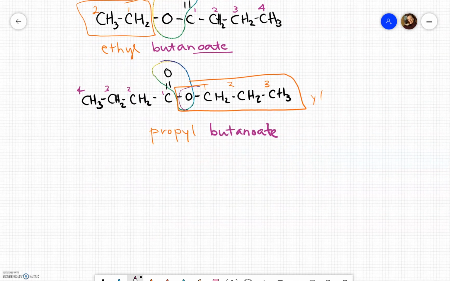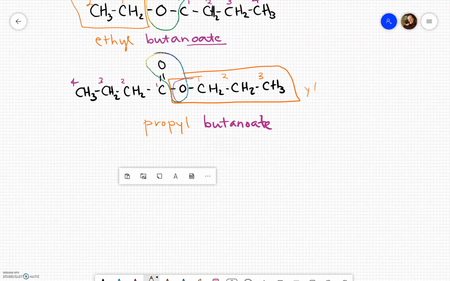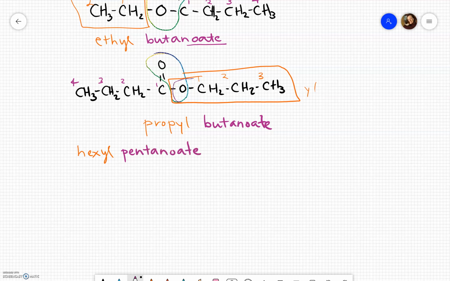Okay, we can go the opposite direction as well. And that's, we'll say, hexyl. And then pentanoate. Hexyl pentanoate. So I know I'm always going to start with the C double bond O, and I like to put my O's on this side, so I'm going to do that. And then the hexyl part means that there's 6 carbons in the part that goes with the oxygen that's in the main chain.